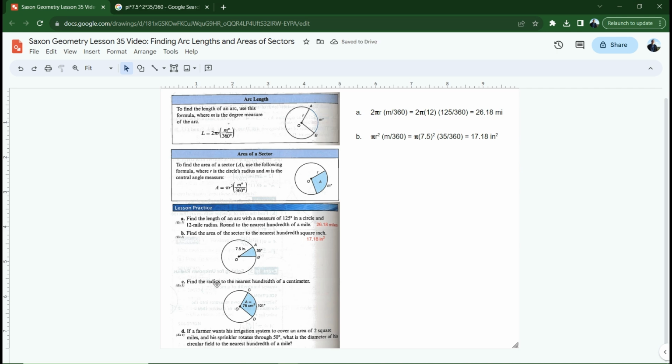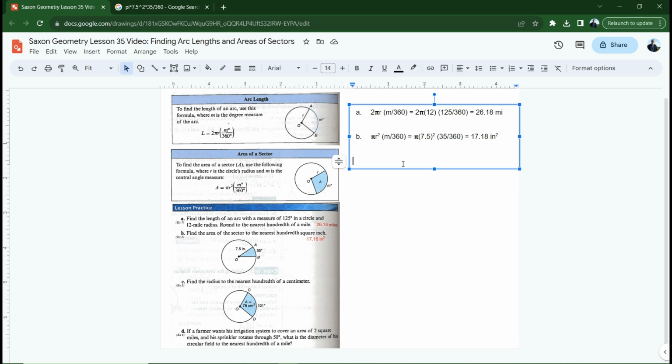All right, now, the other thing that we may have to do in some of these problems is instead of calculating an unknown area or arc length, maybe we have to use the area or arc length to calculate the radius. Maybe there's something else we need to calculate. Find the radius to the nearest hundredth of a centimeter.